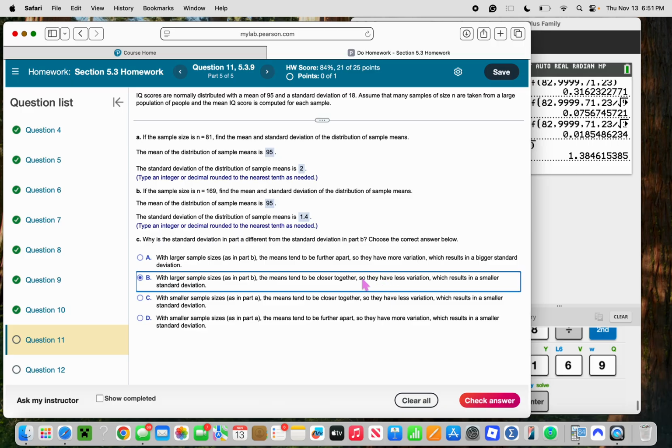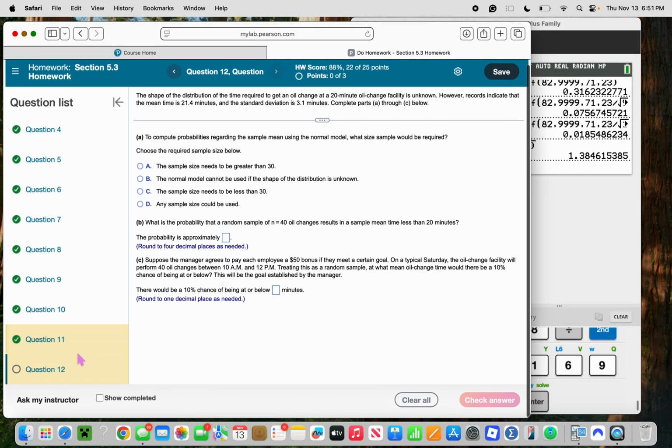Okay, that sounds correct, but I'm still going to read all the choices just to make sure I didn't misread something. With smaller sample sizes, as in part A, the means tend to be closer together. That's not true. With smaller sample sizes, and we have larger sample sizes, so it's going to be this.